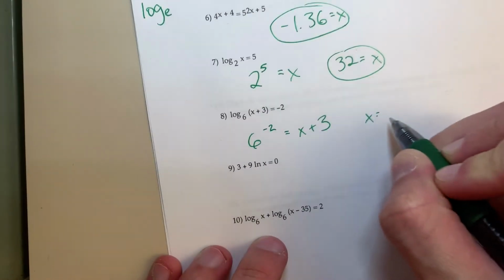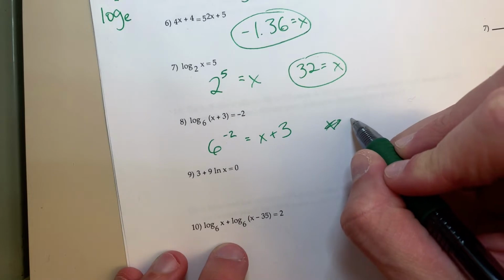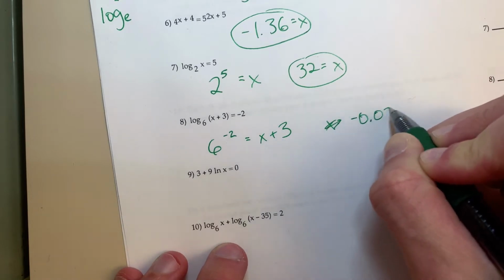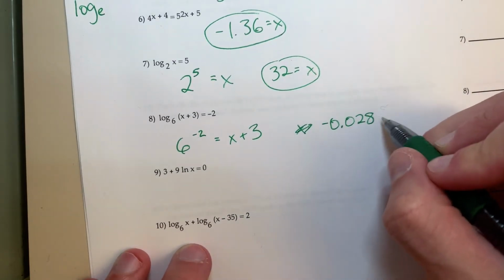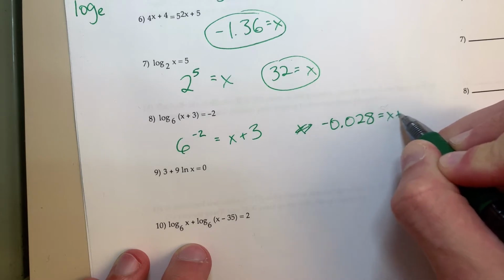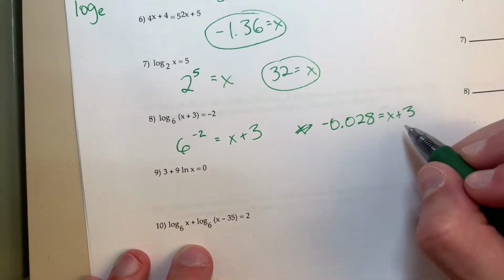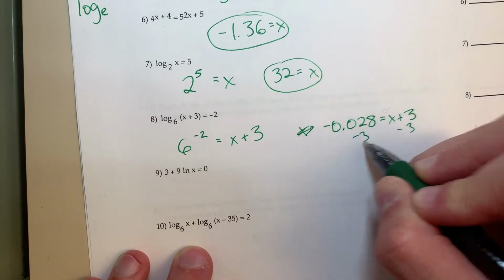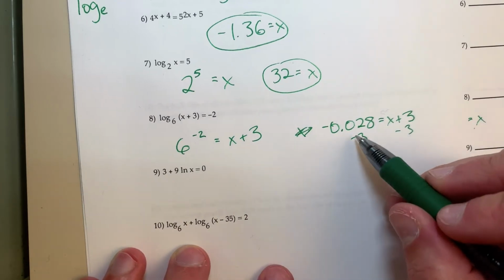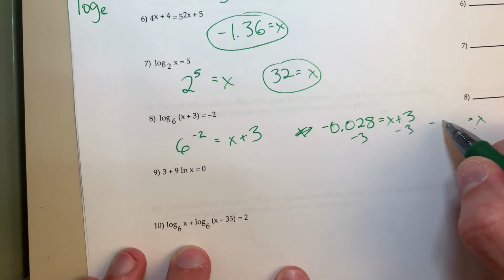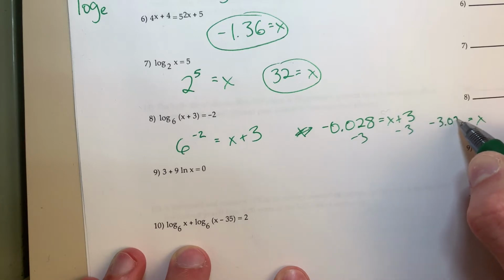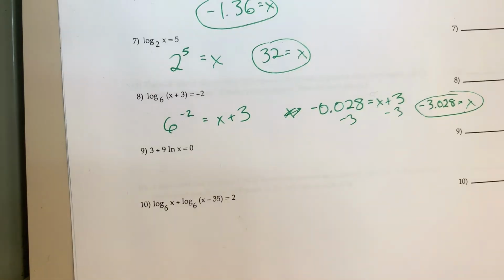0.028, let's say that. I'll just say negative 0.028 equals x plus 3, right? Because that's what this evaluates to. And then I can just minus 3. So x would equal this minus 3 more would take me to negative 3.028. So that is my answer for number 8.